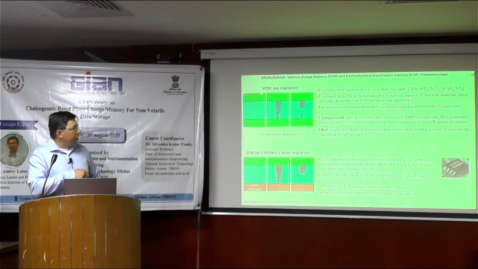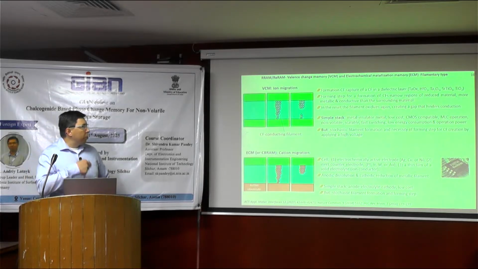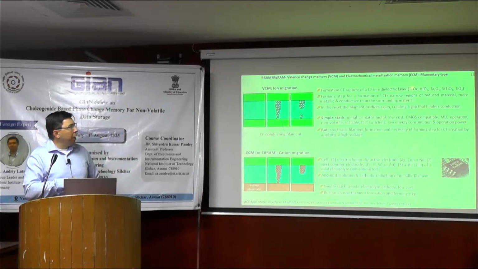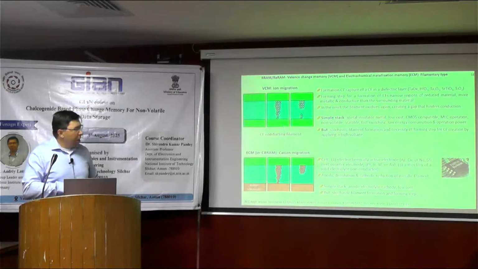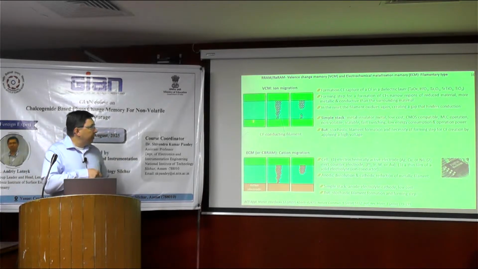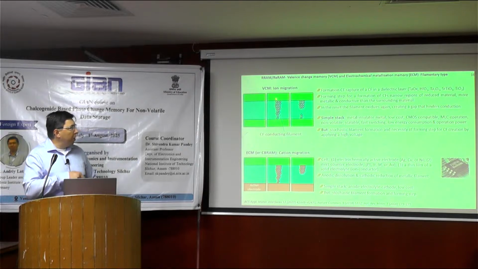Here, let us consider the VCM. We need two electrodes and one layer where we store our information. This working layer can be tantalum oxide, hafnium oxide, strontium titanate, or titanium oxide. And here the principal idea is based on the formation and rupture of oxygen filaments.